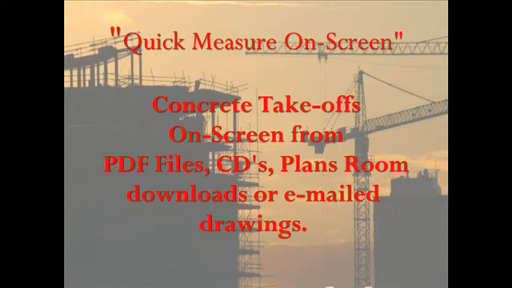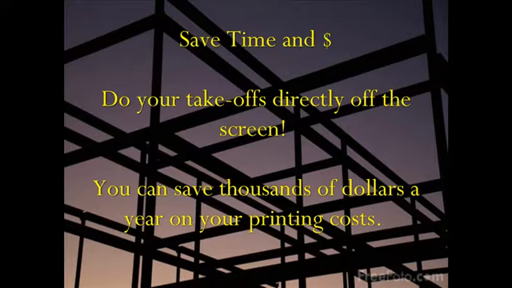Quick Measure on screen will help you to do your takeoffs from a CD, a PDF file, or any digital blueprint that you have downloaded from an online plans room or it's been sent to you by email. You do your takeoffs directly on screen simply by using the mouse on your computer to click around the blueprint image displayed on your screen to do your takeoffs for square footage, linear footage, and item counts.